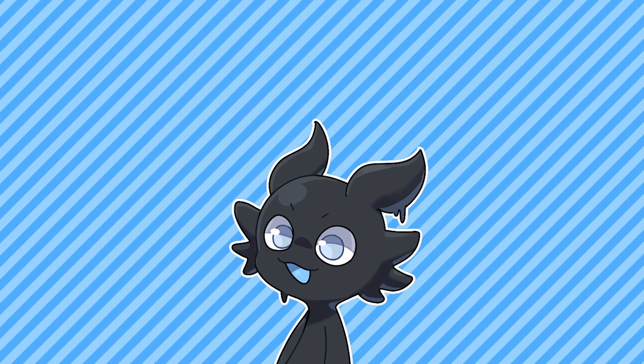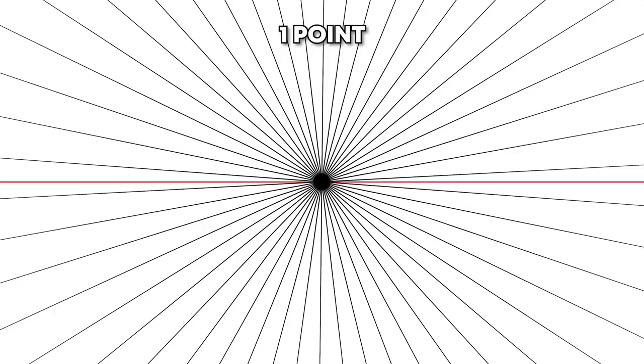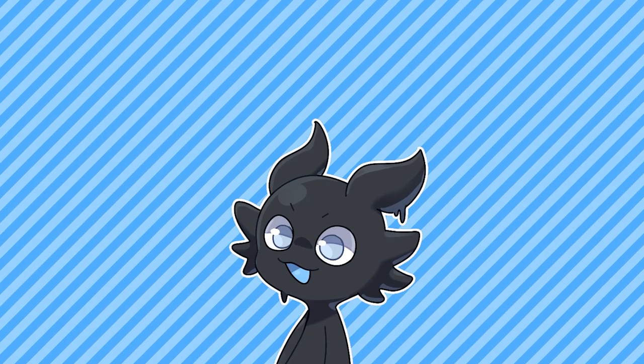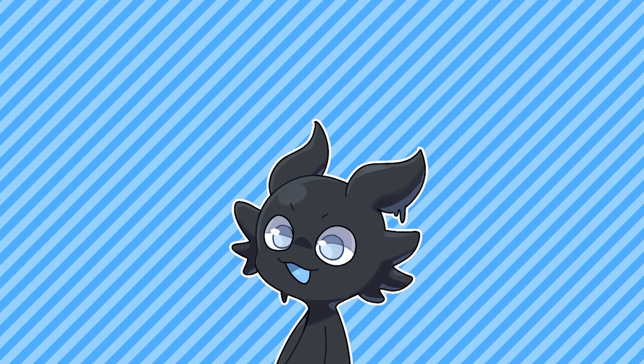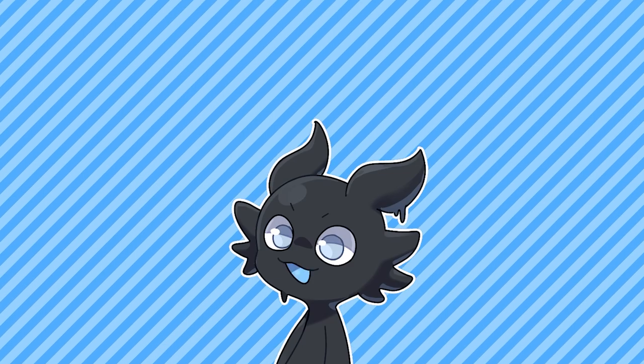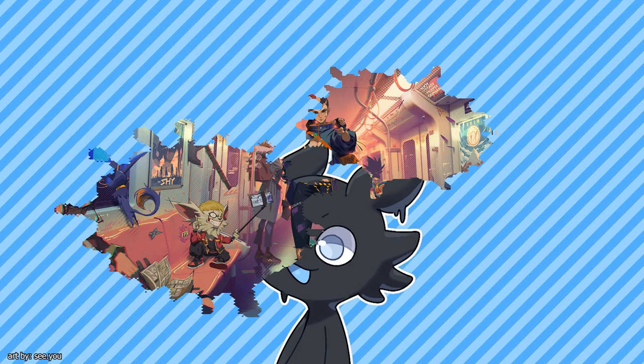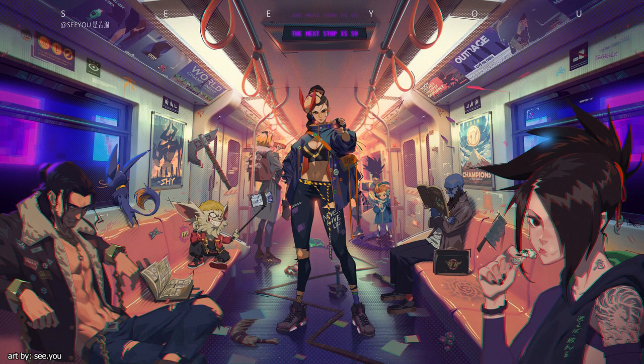Now, there are five basic types of perspective grids: 1 point, 2 point, 3 point, curvilinear, and isometric. Let's start by learning 1 point perspective. 1 point perspective is the simplest type of perspective, but that doesn't mean you can't use it to create some pretty cool drawings. For example, this drawing was made by using 1 point perspective.